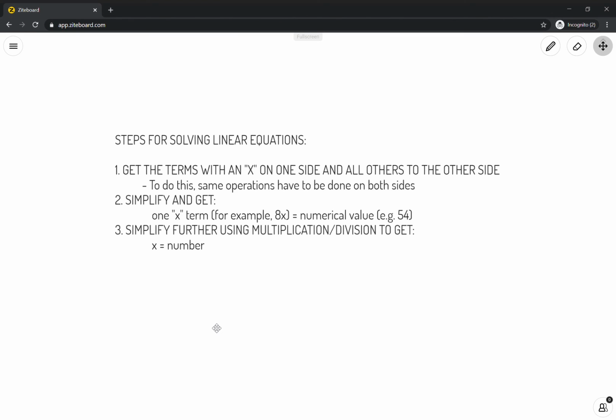I guess the most confusing thing about this is the thing about operations and kind of getting rid of what you don't want. So a rule of thumb is that if something is being added that you don't want, you subtract it on both sides. If something is being subtracted, you add it. Similarly, if something is being multiplied, like 8 times x, the way to reverse it is to divide 8 on both sides. And similarly, if x is being divided by something, the reverse is to multiply. Hope that made sense.